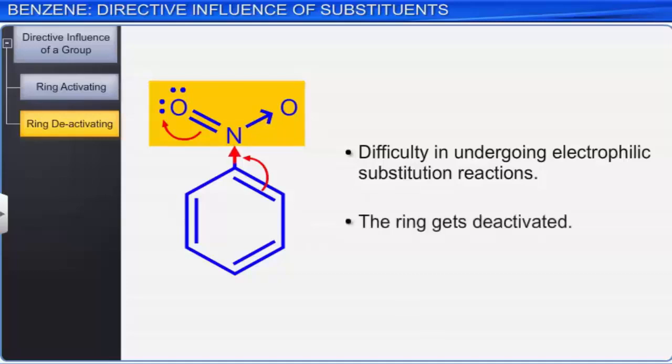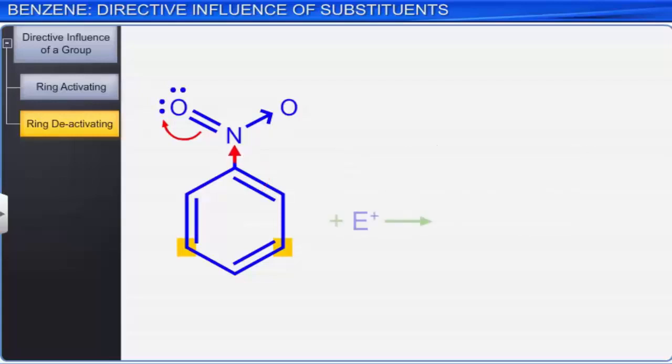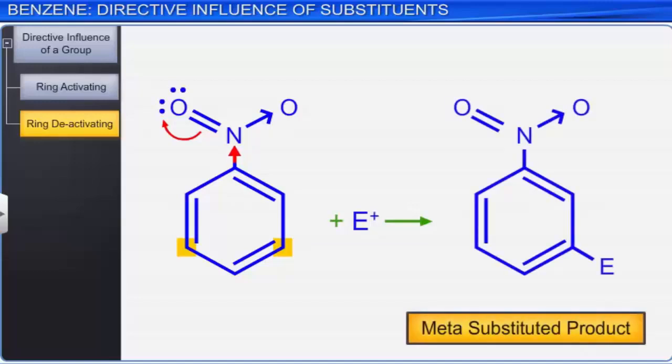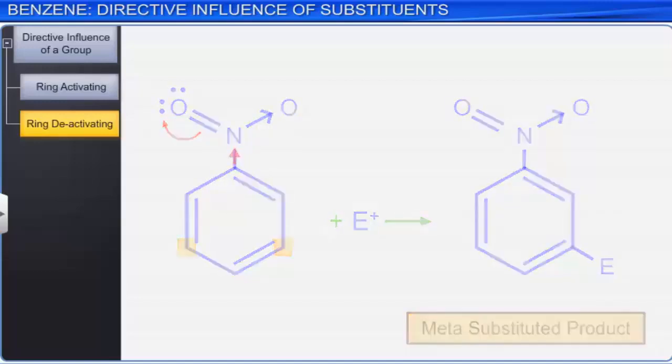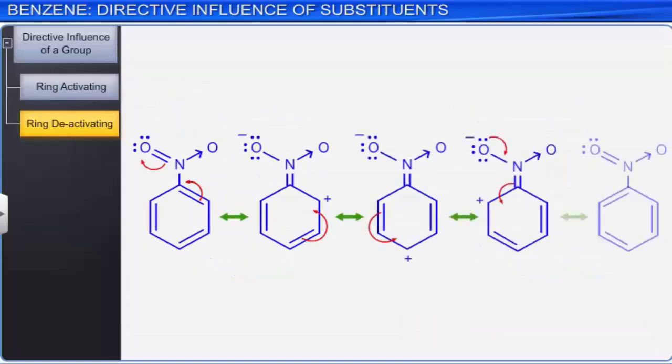In the presence of the nitro group, the electron density at meta position is comparatively higher than the electron density at other positions, and thus the incoming electrophile is directed to the meta position. The following resonance structures of nitrobenzene show that the electron density is less concentrated at ortho and para positions than at the meta position. Thus, the incoming electrophile is directed to the meta position. Thus, ring deactivating groups are said to form meta-substituted compounds.